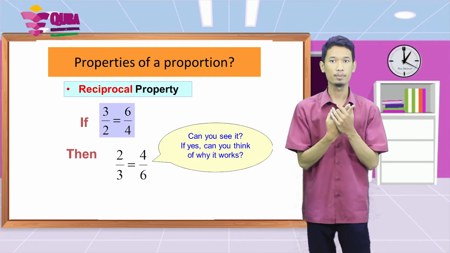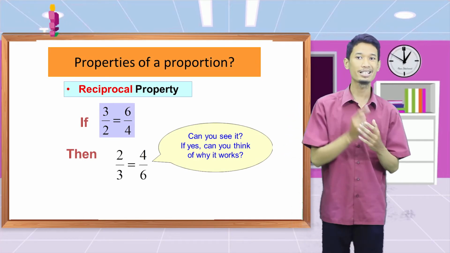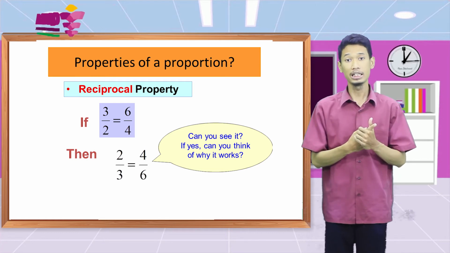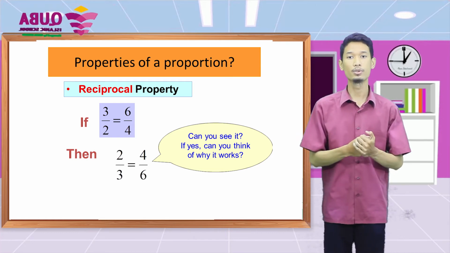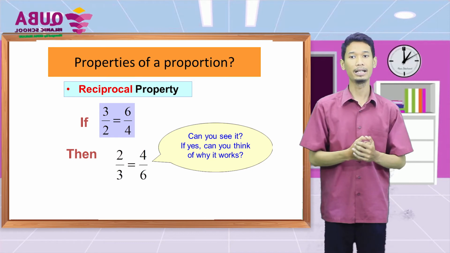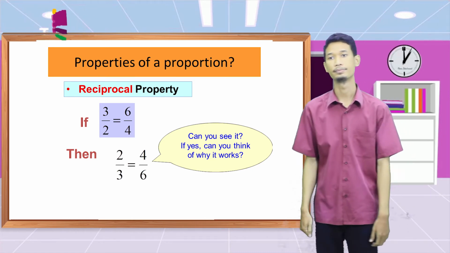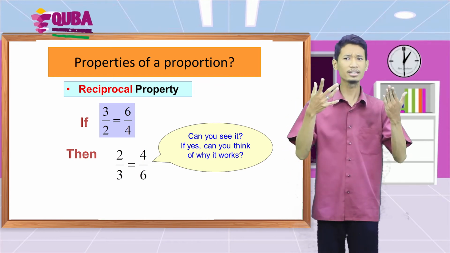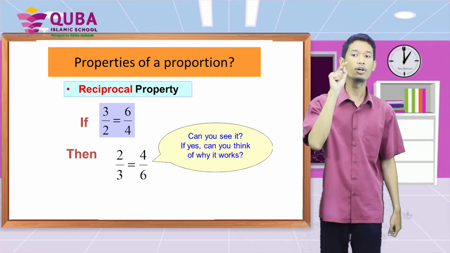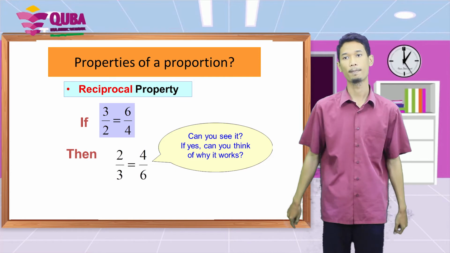Properties of a proportion. That is the reciprocal property. If 3 over 2 equals 6 over 4, then 2 over 3 equals 4 over 6. Can you see it? If yes, can you think of why it works?